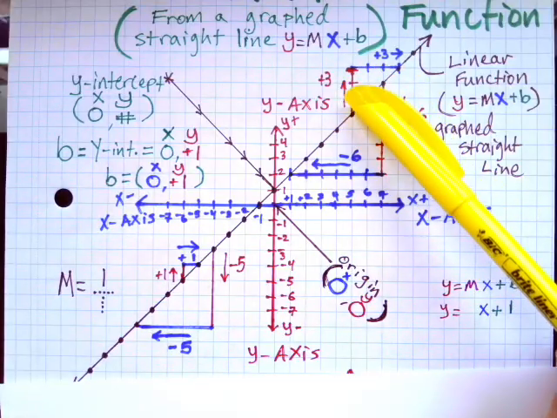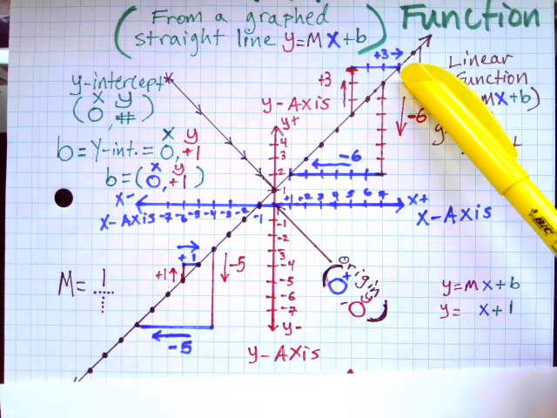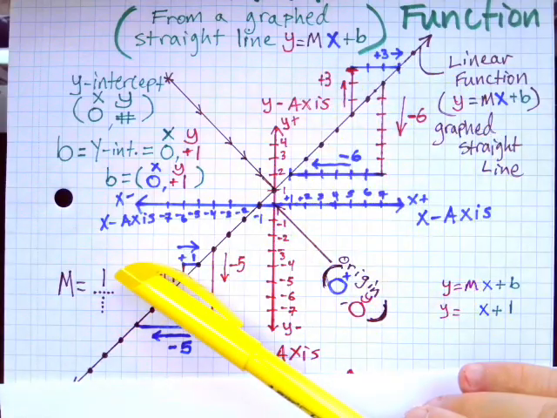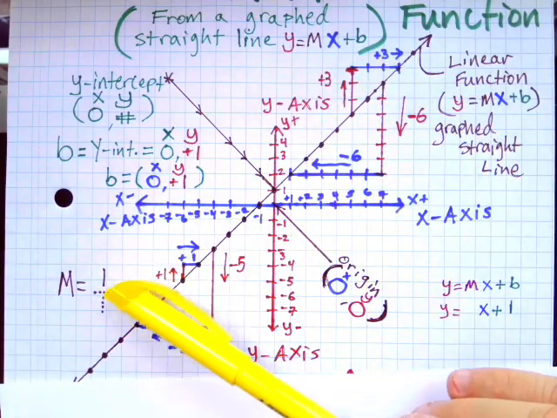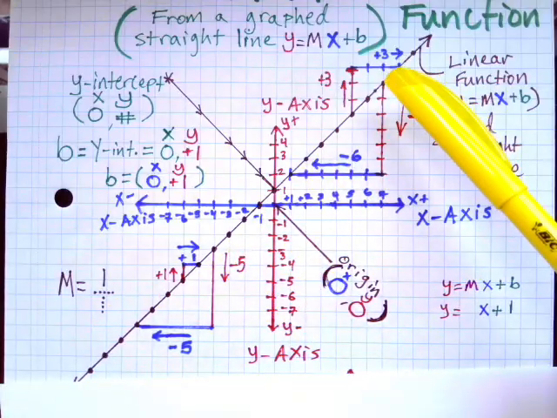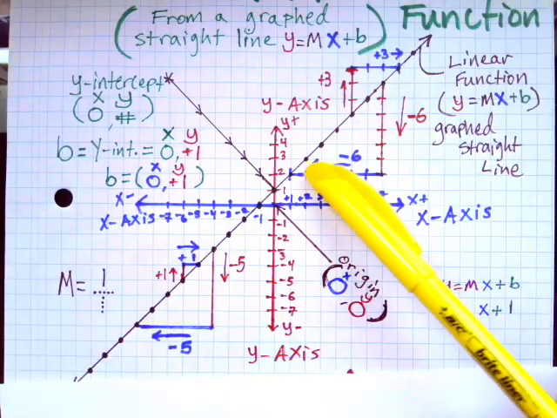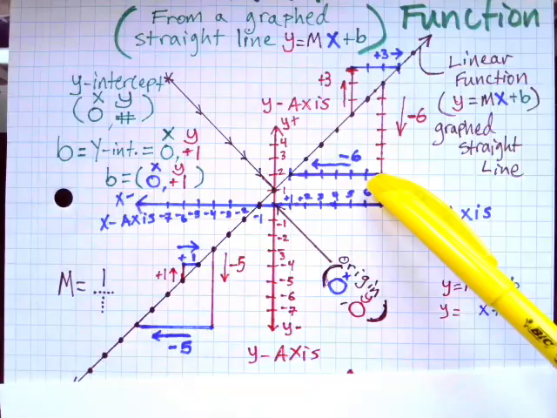And in this example, 3 for y, 3 for x, 3 over 3 reduces down to 1, or 1 over 1, right? We have a y over x value. Okay? Or you can go down from ordered pair to ordered pair, right?